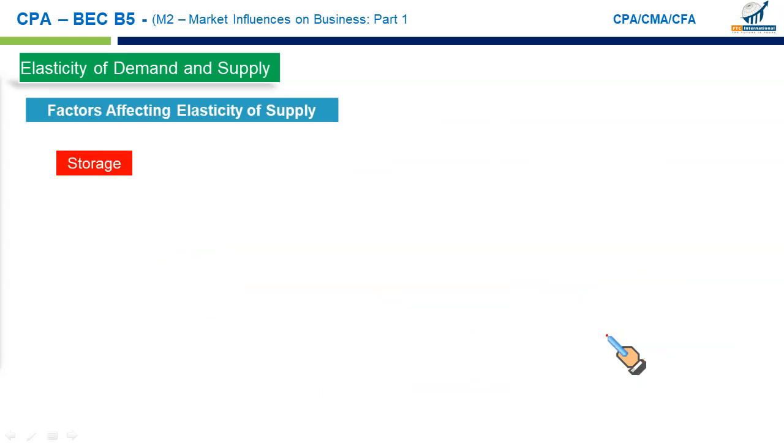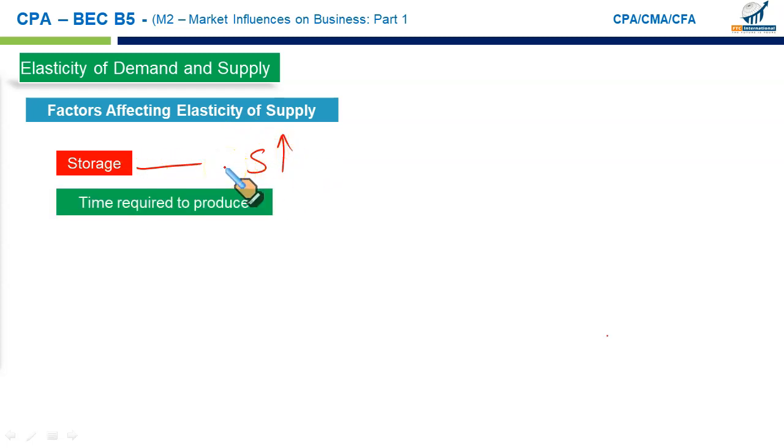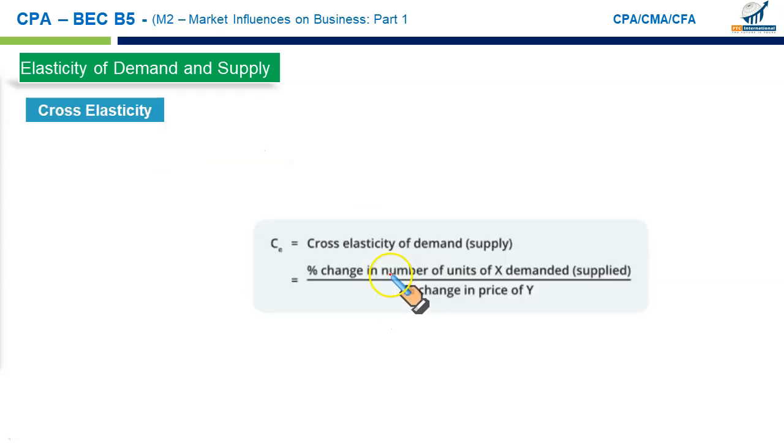Factors affecting elasticity of supply. First is storage. If the product can be stored and has a longer shelf life, then supply is said to be more elastic. If it can't be stored, then supply elasticity would be less. Similarly, time required to produce. If it takes very little time to produce, then the elasticity of supply would be greater than 1. What if it takes more time to produce? Then the elasticity of supply would be less than 1, right?